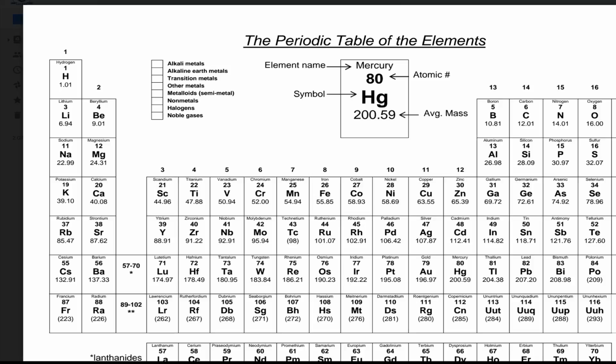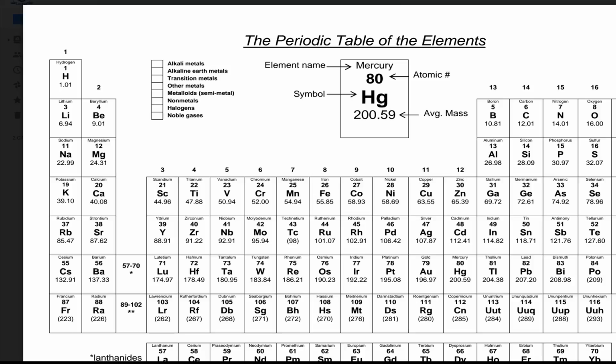Now, in nature, things don't just appear as individual elements. They appear in compounds. So to find the molar mass of a compound, we add up the masses of the elements in that compound. So our first example is finding the molar mass of hydrogen chloride.